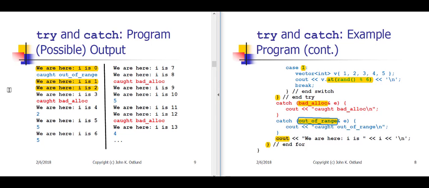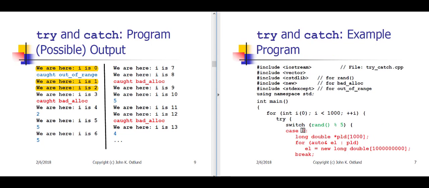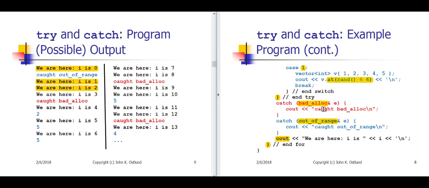The fifth time through, in the switch expression, we evidently get a 0, and so this generates a bad_alloc exception. That gets caught in the first catch block, and we display "caught bad_alloc." And after we've displayed that, we fall down to the last cout statement, and we display "we are here, i is 4." Okay, so remember that i's value is always 1 behind the actual iteration through the loop. So we just finished the 5th iteration through the loop.